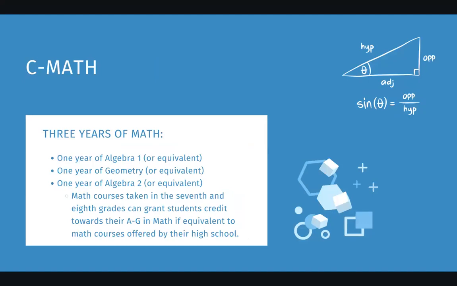C is for math, so you'll need 3 years of math: 1 year of Algebra 1 or equivalent, 1 year of geometry or equivalent, and 1 year of Algebra 2 or equivalent. For this section, math courses that were taken in 7th and 8th grade can go towards the A through G requirement in high school if those classes were offered in their middle school. So say somebody took Algebra 1 in 8th grade, that will suffice for the math category.